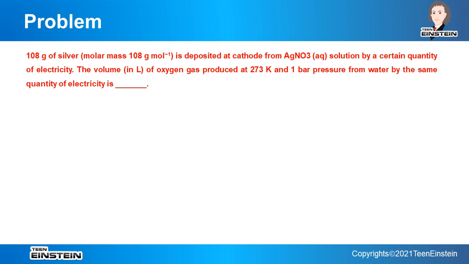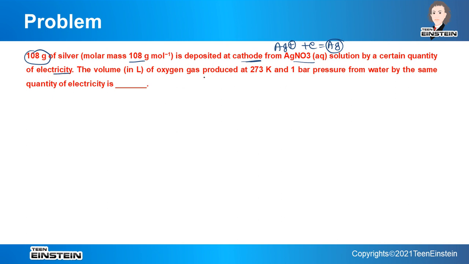Next problem. 108 gram silver. Molar mass is given, which is also 108 gram per mole. And this amount of silver is deposited at cathode. That means from AgNO3, at cathode this reaction is going on. That is why metallic silver is deposited by a certain quantity of electricity.